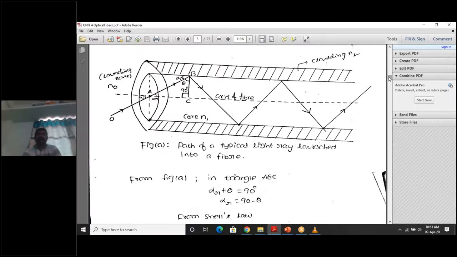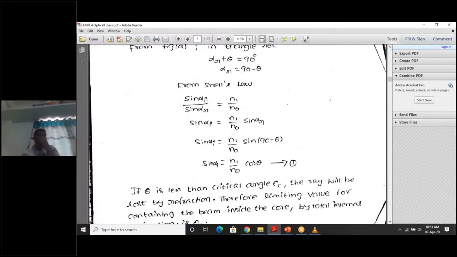If you apply Snell's law, it becomes like this: sin alpha I by sin alpha R is equal to N1 by N0. From this, sin alpha I is equal to N1 by N0 into sin alpha R.